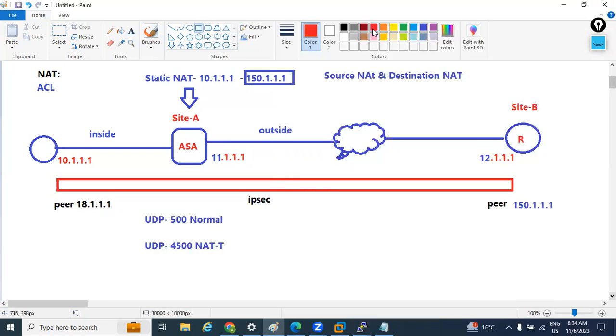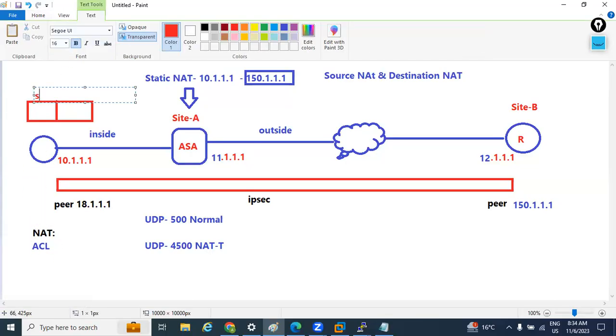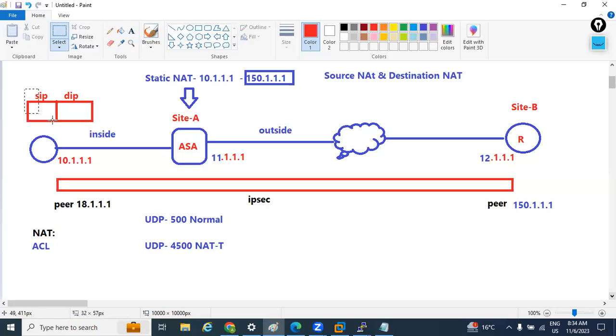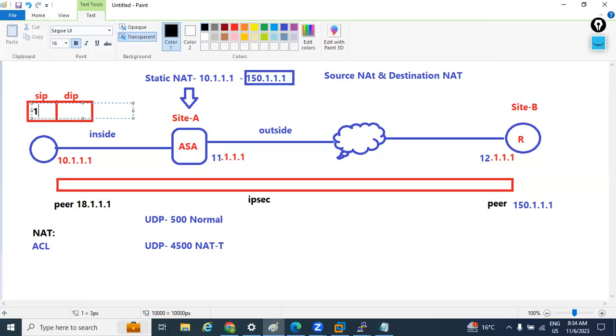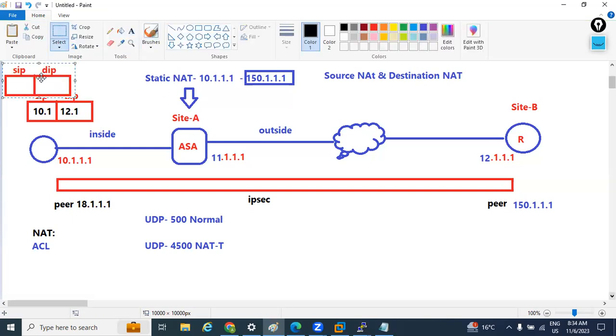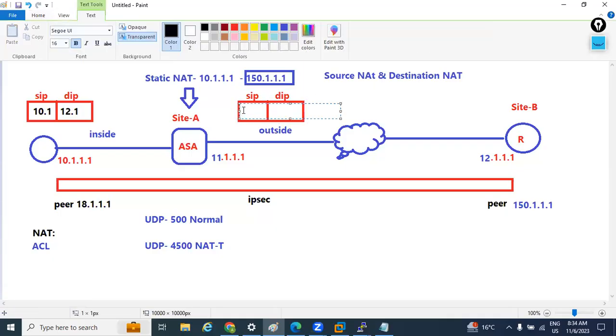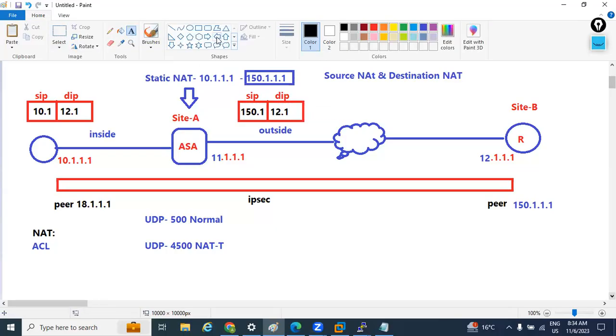So he's correct. What is that route? From here, you can see the source IP and destination IP. So this is all about source IP and this is about destination IP. What is the source IP? The source IP is here 10.1. Destination IP is 12.1. After that, NATting is happening here. After NAT, what would be the source IP? It would be 150.1 and destination IP 12.1. The packets are reaching this one.